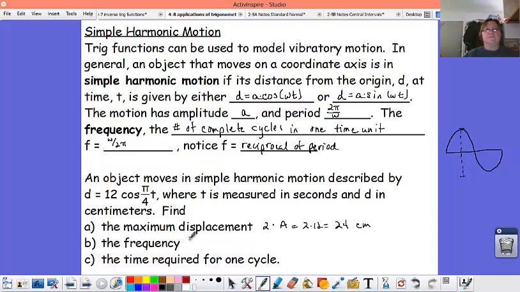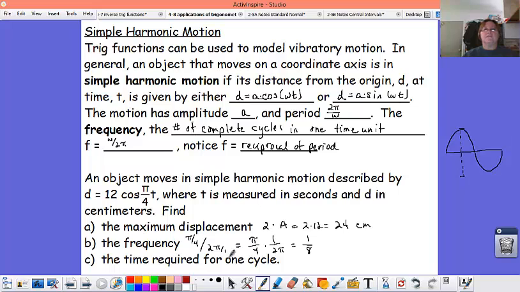The frequency is w, which for us is pi fourths, divided by 2 pi. And I'm going to put that over 1, because I want to remind you that dividing one fraction by another, you flip the bottom one and multiply. Pi fourths times 1 over 2 pi. Pi's cancel, and we have 1/8 as our frequency.